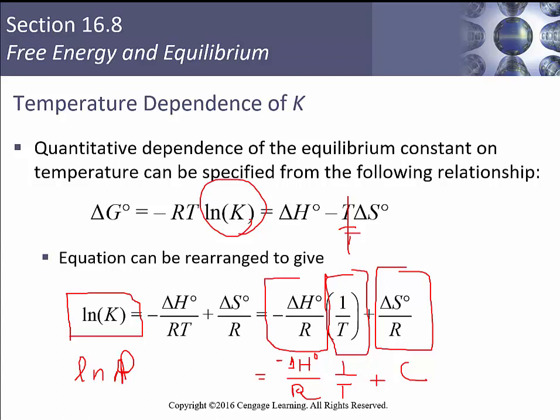Right, so we've got this very similar looking equation where now we've got this sucker linearized. We've got this natural log of K related to delta H over R, right? So our slope is going to be delta H over R, and our x-axis could be 1 over T. And then we've got some constant. All right, so we can tie all these things together.